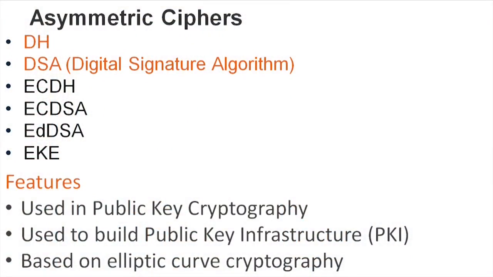So asymmetric ciphers: Diffie-Hellman, DSA, which stands for Digital Signature Algorithm, ECDH, ECDSA, EdDSA, and EKE. Features: used in public key cryptography, used to build PKI, which is public key infrastructure, and based on elliptic curve cryptography. So these are pretty hardened algorithms, and that's why they call them PGP, Pretty Good Privacy, and the GNU Privacy Guard uses it also.